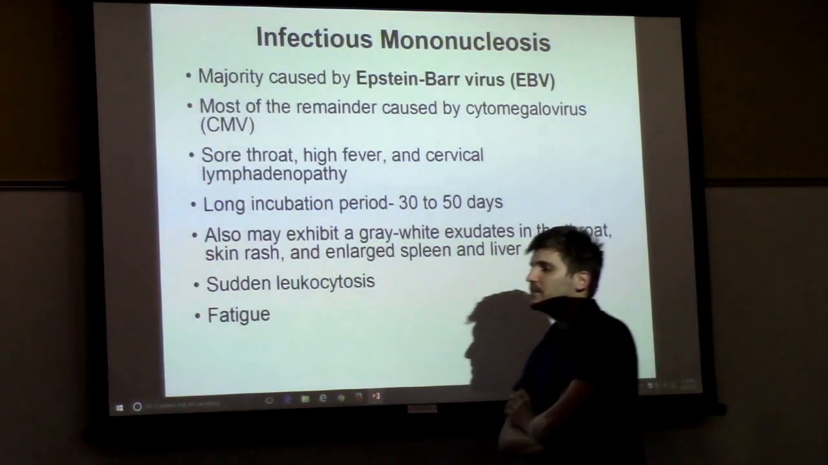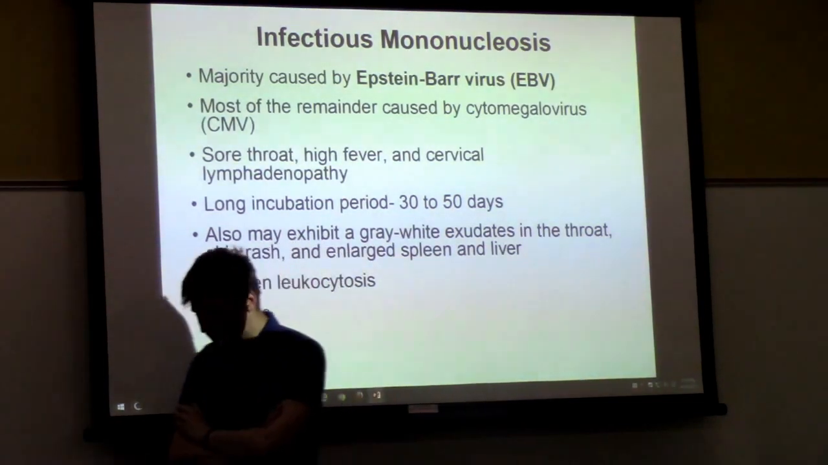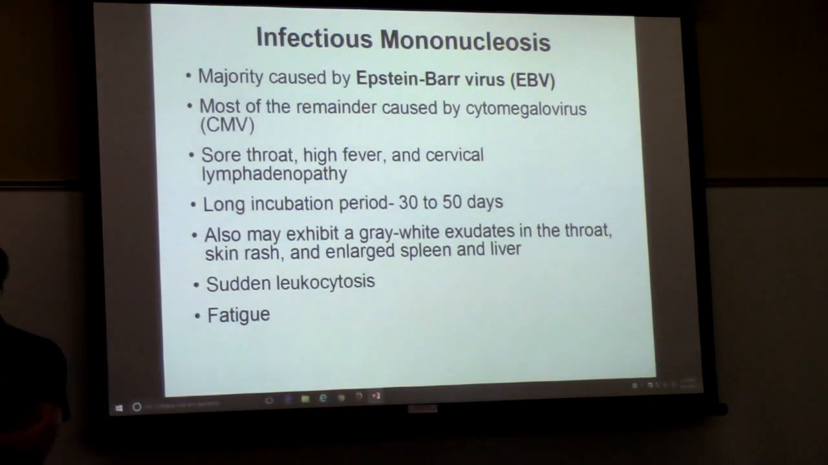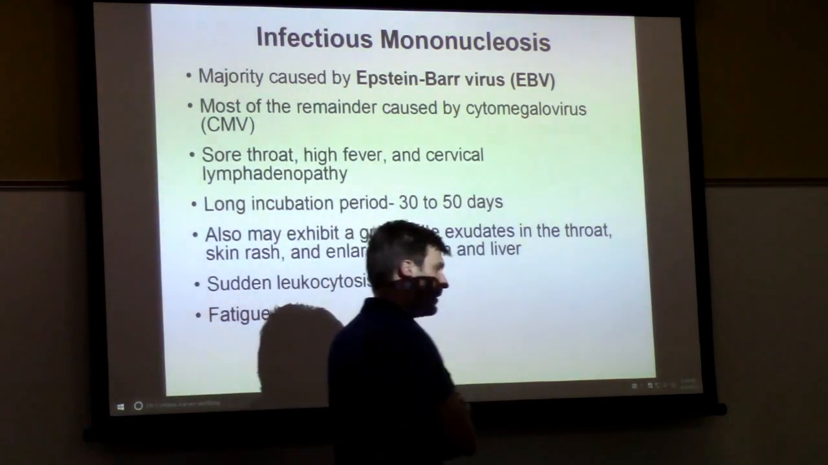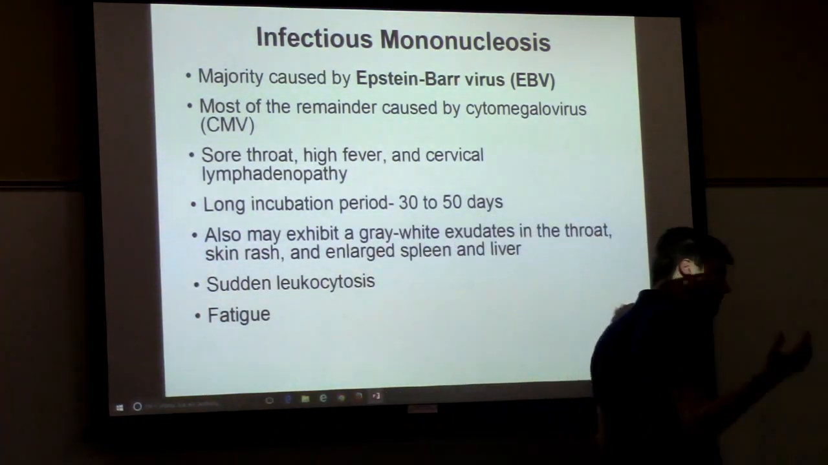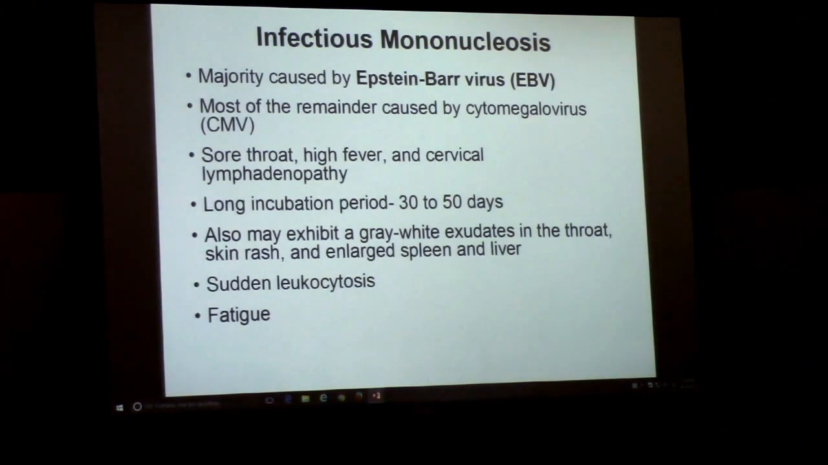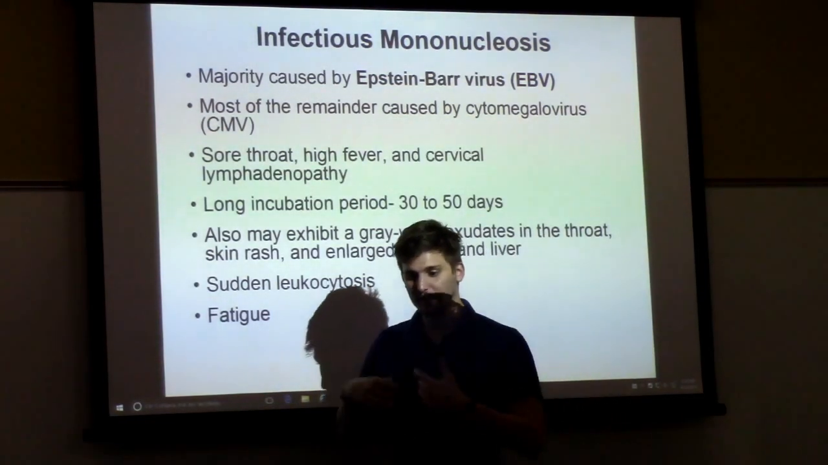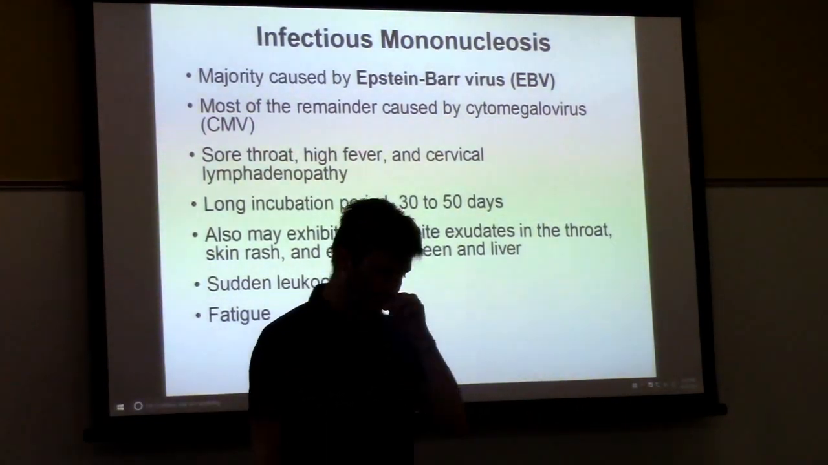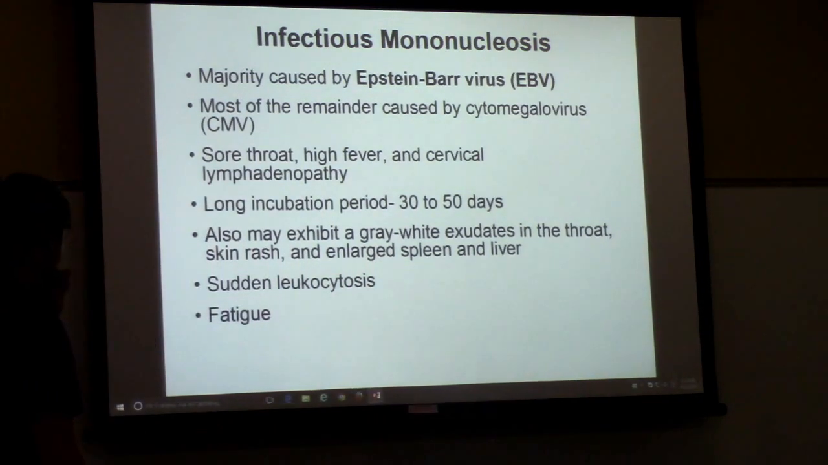Infectious mononucleosis, also known as mono. This is a viral infection. It's primarily caused by Epstein-Barr virus, which is a herpes virus. Most of us get infected with Epstein-Barr, EBV, about 70-80% of us. But not all of us will actually develop mononucleosis-like symptoms. Okay, it really just depends on your immune system and what flavor of virus you got infected with.